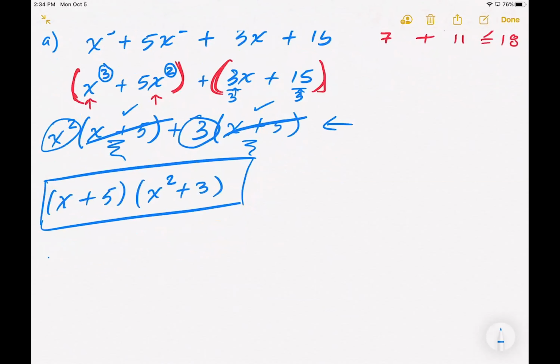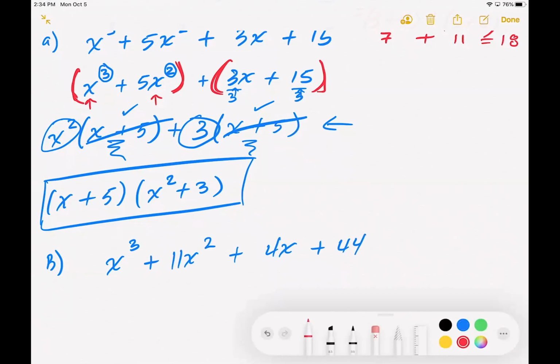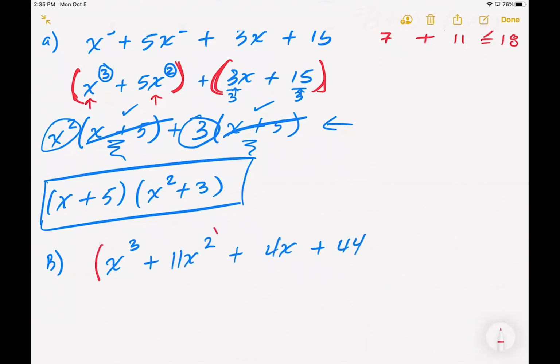Let's say if we have a similar problem, let's say x to the third power plus 11x squared plus 4x plus 44. And again, if you have this problem, the direction will tell us that we need to factor out by grouping. All you need to do is group the first two and group the second two items, put them in one group, and take the second two items and put them in another group.